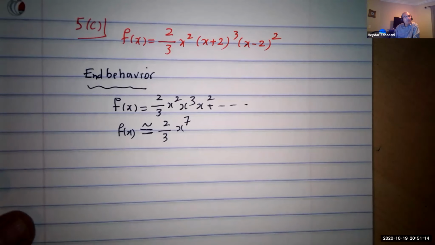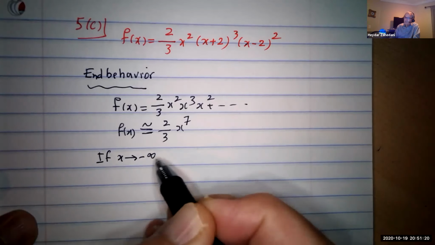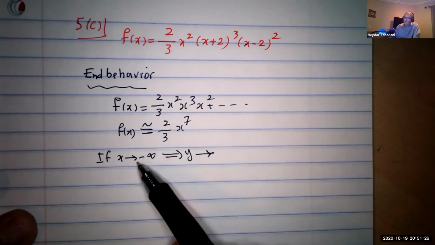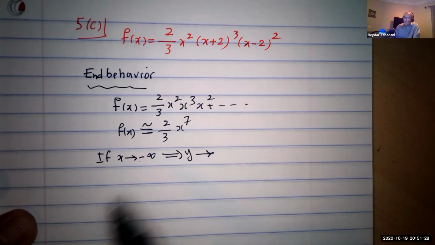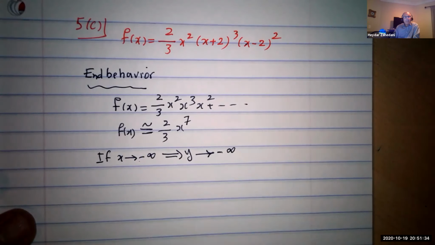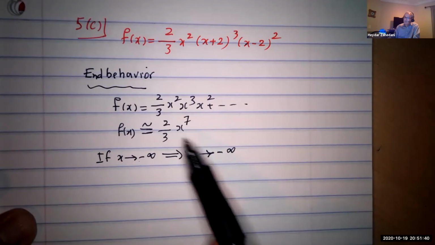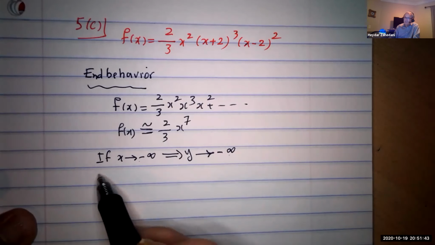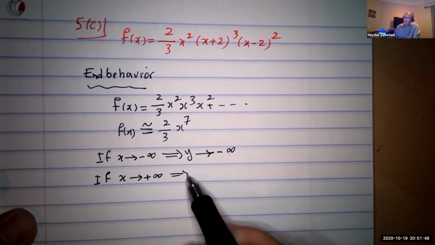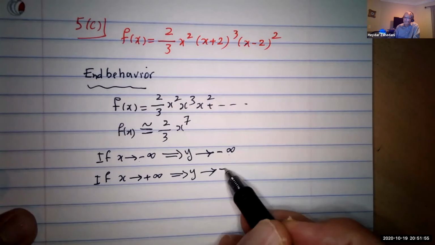Now check the infinity. If x goes to negative infinity, then y goes to, check the sign first. Negative to the 7th power would be negative. Outside is positive, so it would be negative. The other way around, x goes to positive infinity. Y goes to positive, since positive to the 7th is positive, and the 2/3 is positive, so it's going to be positive infinity.